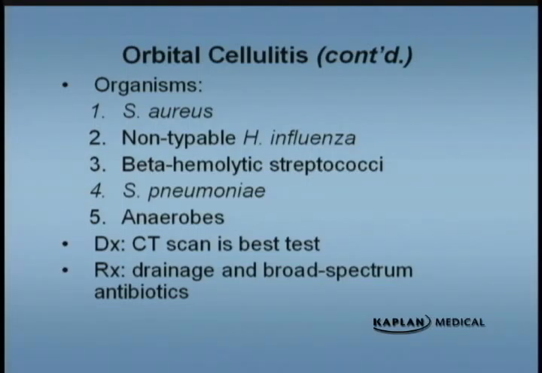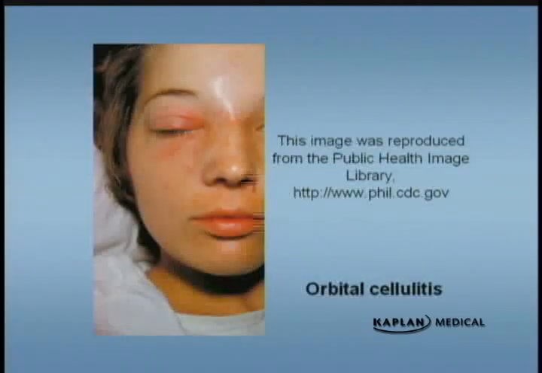The best test, once you've got that suspicion that the eyeball doesn't move, is to send the patient for a CT scan. That is your best test. And the treatment is going to be drainage of that area because it's entrapping the muscles, and antibiotics, always covering staph. So here's a patient with orbital cellulitis.